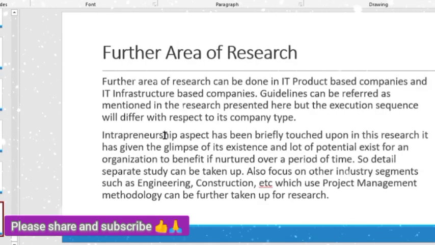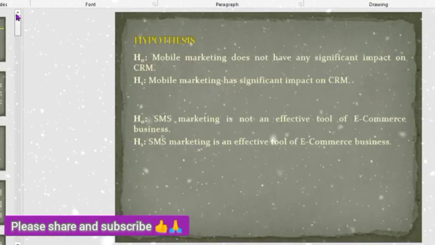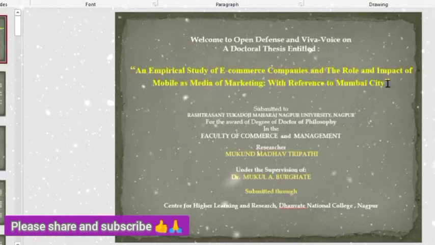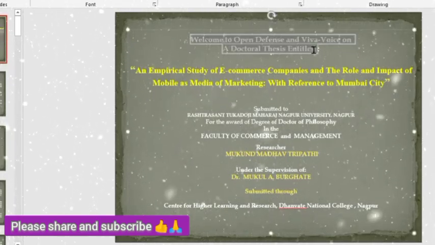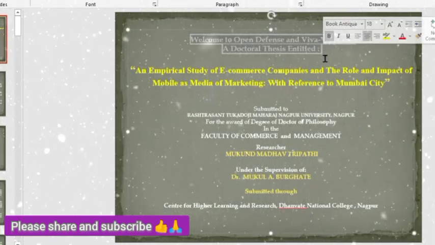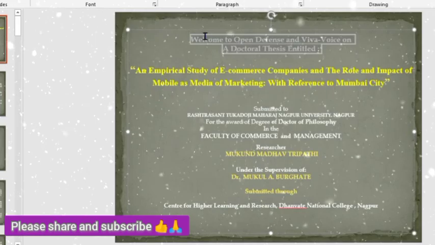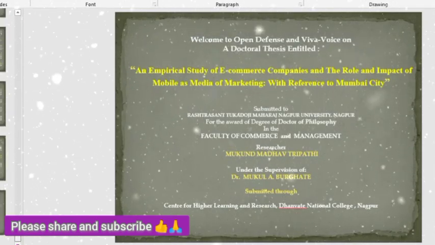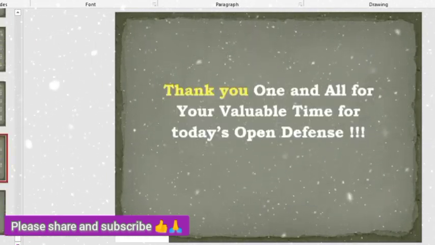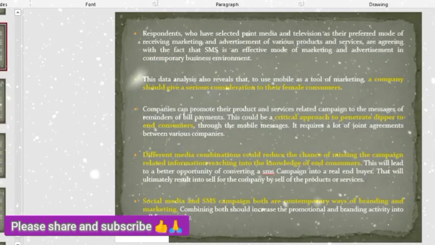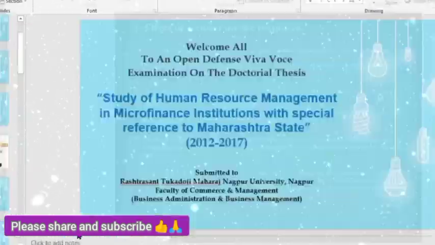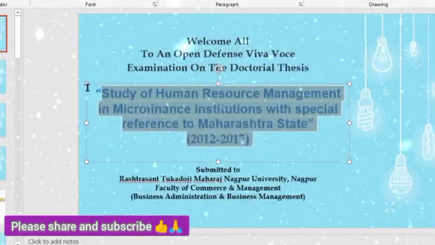Further area of research. So this is the last slide, and the very last slide will be thanking the audience. Right? You always start with welcoming the audience, and you always end up with thanking the audience. These are the 2 compulsory slides which will go in most PowerPoint presentations, and they have to be awesome, effective, great. So the welcome slide, and at the end should always be the thank you slide. These are a few sample PowerPoint presentations which we would like to present in front of you.